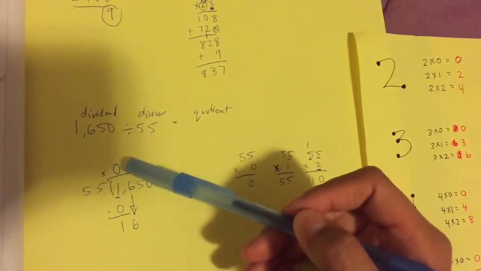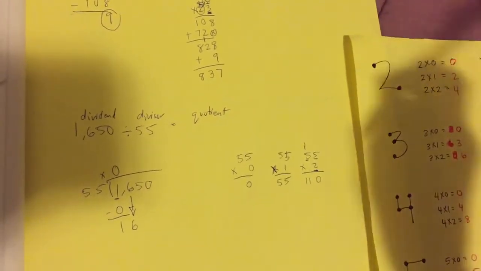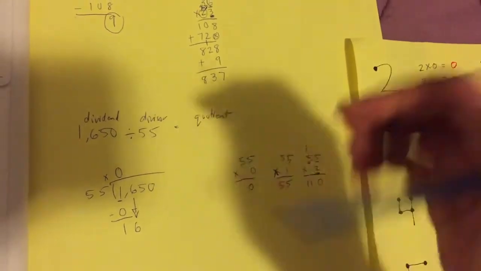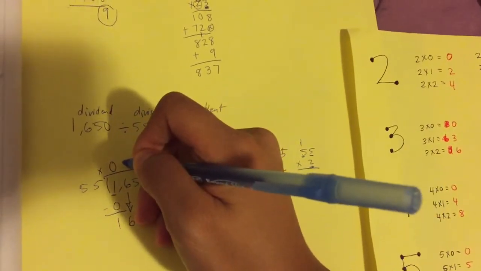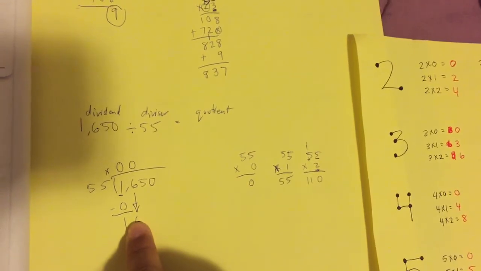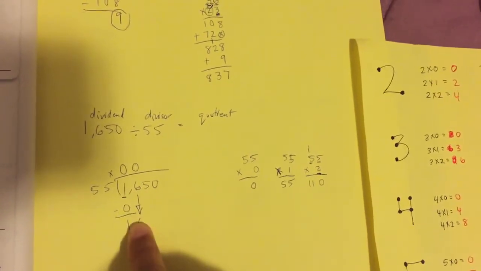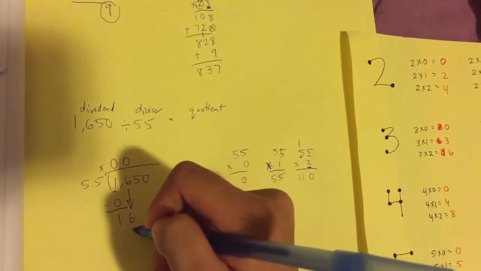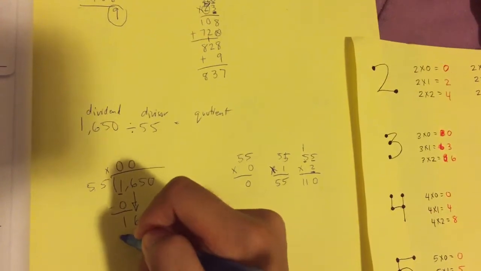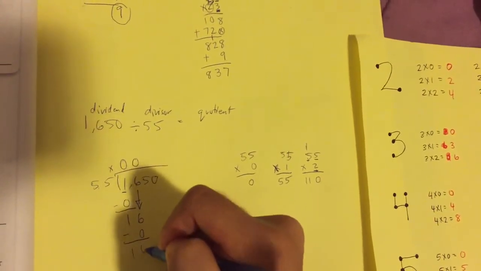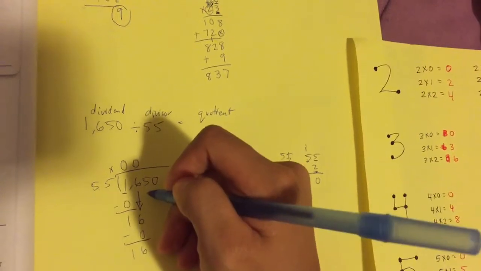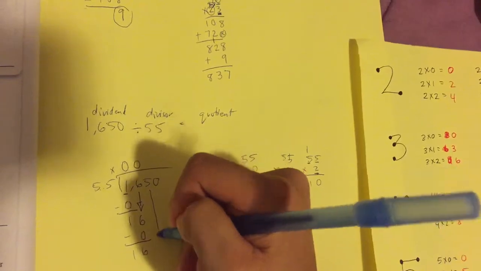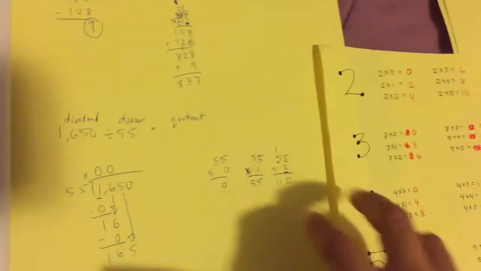55 times what number is close to or equal to 16 without going over? You can see our first answer is 0, still too little. 55, already too much. So again, we're going to be using 0. Because if we have 16 of something, and in this case it's $1,600 bills, we can't give it to 55 people without decomposing it even more. So again, 55 times 0 is 0. We're going to subtract, and it's 16. 16 is less than our divisor, which is 55. So we could bring down the 5.